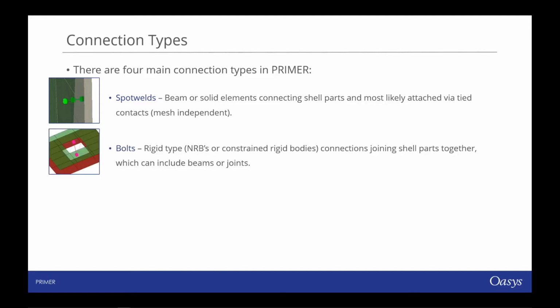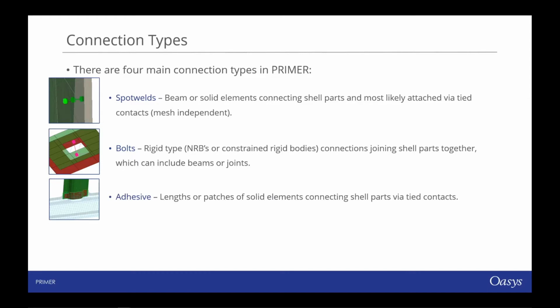Another type is bolts. So these are rigid types. You might have nodal rigid bodies or constrained rigid bodies to connect joining shell parts together. So these can include kind of beams, or you may use joint methods dependent upon your simulation method. Then there are adhesives. So if you're kind of connecting 2 points with an adhesive line, you can use the connection tool to generate lengths or patches of solid elements connecting the 2 panels. And again, these are connected via a tied contact to generate the actual connection within LS-DYNA.